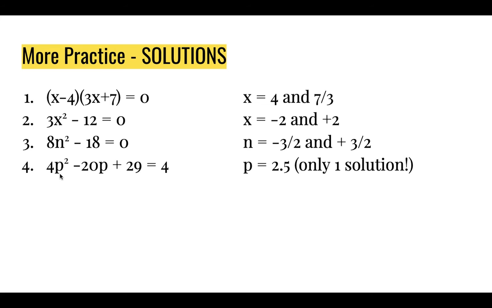And then this one, you had to do all 4 steps. You had to rearrange and then, oh no, I don't think you could take out a factor, but factor it and you would find there was only one solution. And if you want to check those in Desmos, you can. If you graph these equations, you would be able to find those solutions as well.